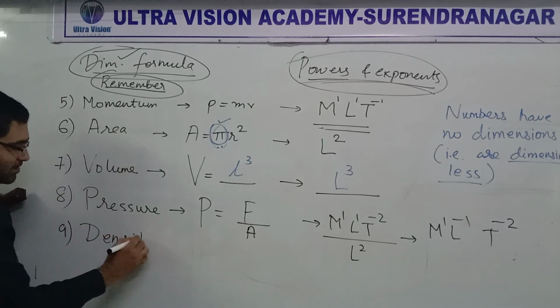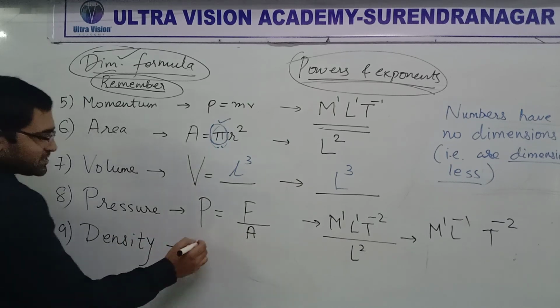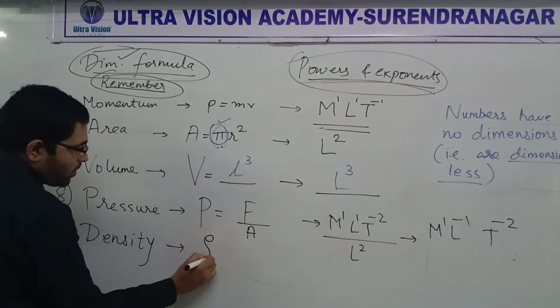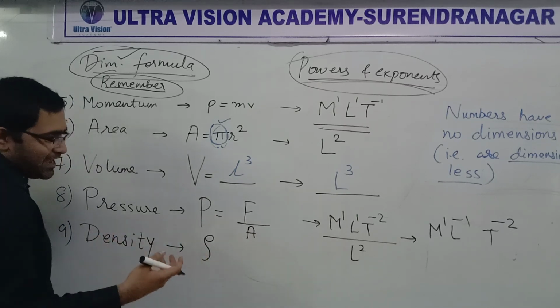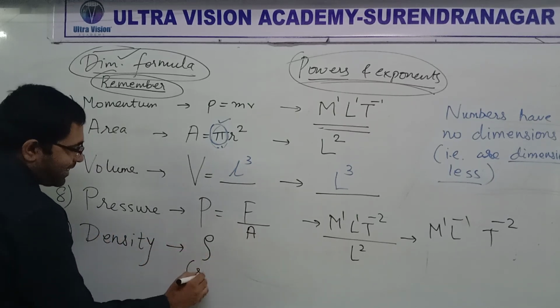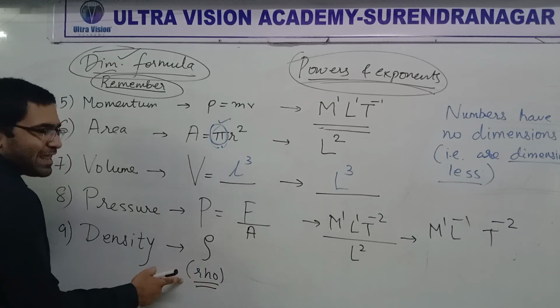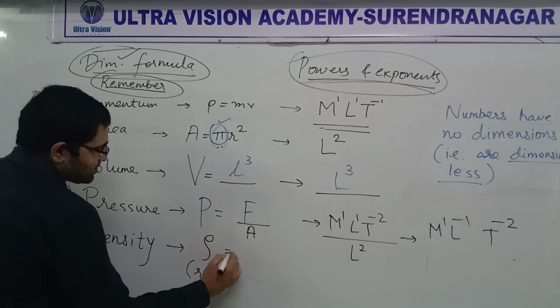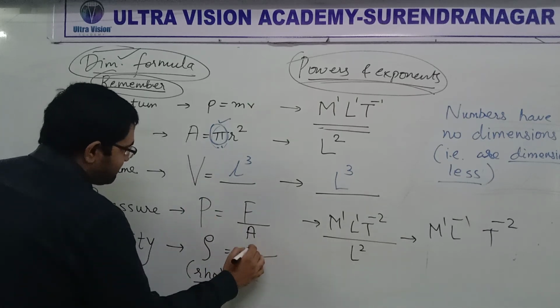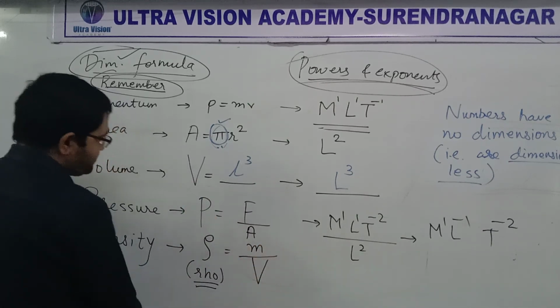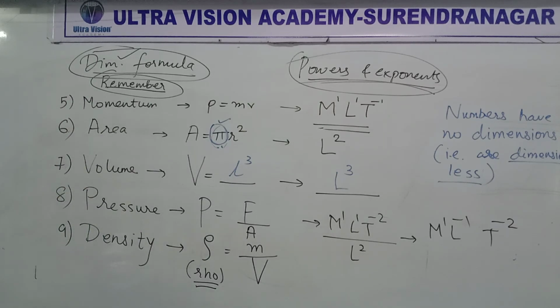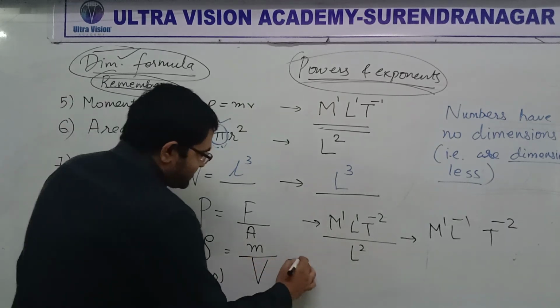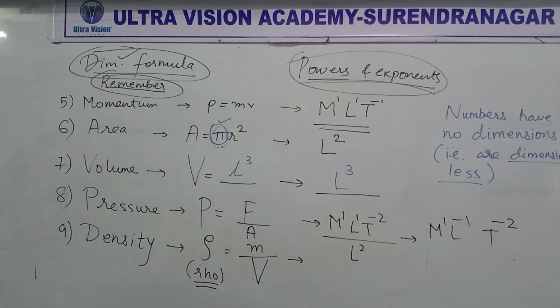Density. The symbol of density is rho, R-H-O. You might be writing D in 9th or 10th, but now we will write rho. So, what's the formula of density? Mass upon volume, isn't it? Come on, find the answer by yourselves and type it in the chat box.